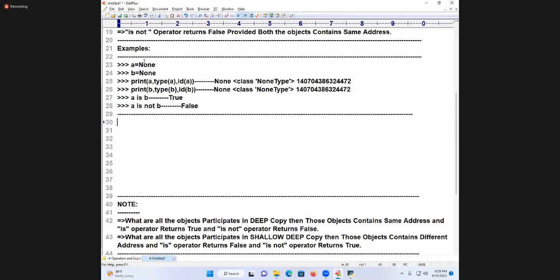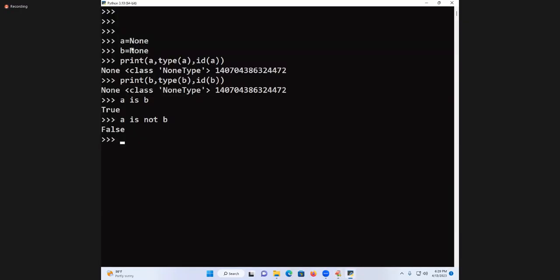Next, what are the questions in FAQs or MCQs? If two none objects contain the same value, what is the is operator result? True. What is is not? False. Are you able to follow? Online students, please respond. Did you understand the reason? Now, what is the last answer? If two objects contain none value, the is operator gives true, is not gives false.